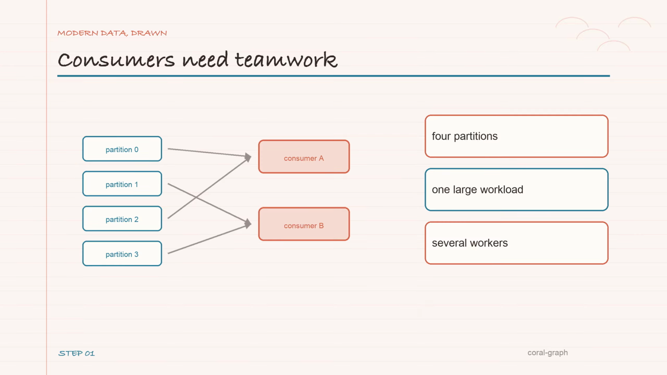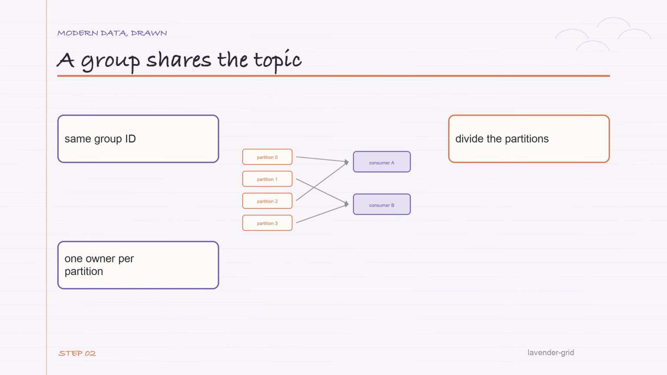Read the drawing from one idea to the next. 4 partitions, then one large workload, then several workers. You do not need to memorize every implementation detail yet. Focus on what moves, what stays fixed, and why the system does less unnecessary work. With the previous step in place, the next piece becomes easier to see.